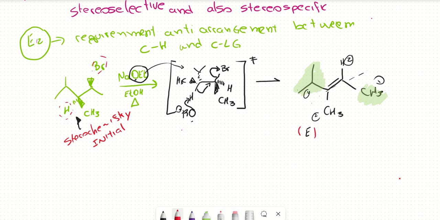Here I have an E, because they are in trans position, but this is the only isomer that I can produce. So in this case, the stereochemistry of my initial molecule will determine the stereochemistry of my final molecule.